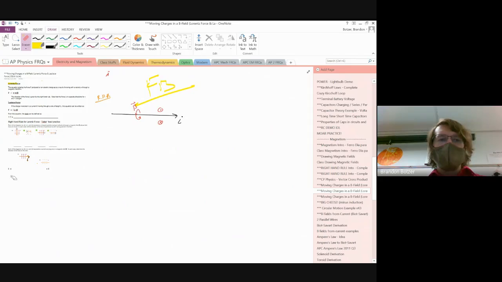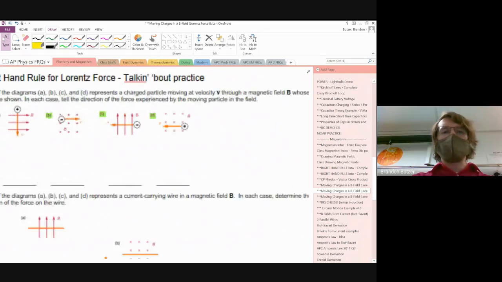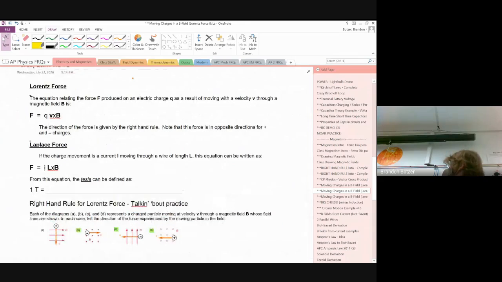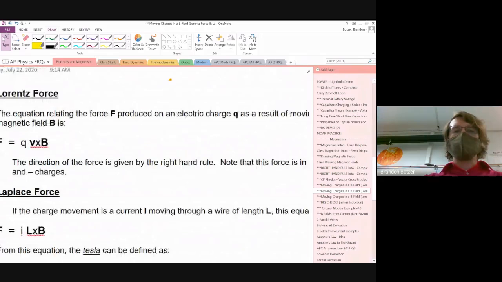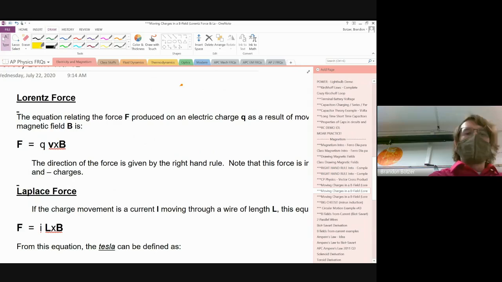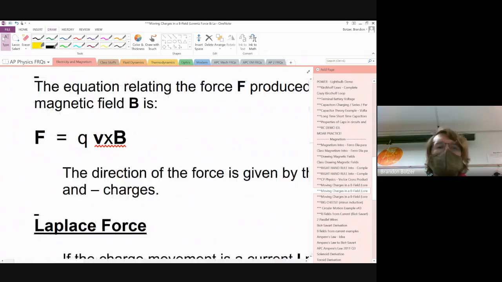Okay. So what we're going to be talking about here is using this idea of a right-hand rule to influence the direction of charged particles. One of the things we talked about yesterday was that if we have a charged particle moving through a B field, it is going to have a force acting upon it. The equation that dictates this is F equals Q V cross B.